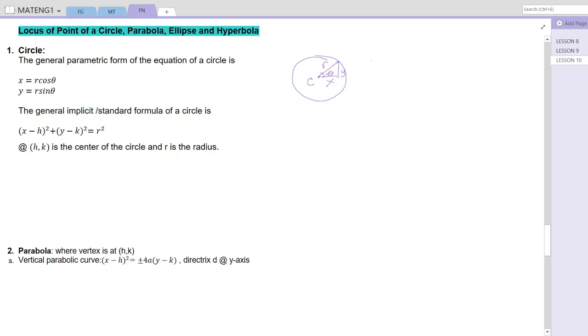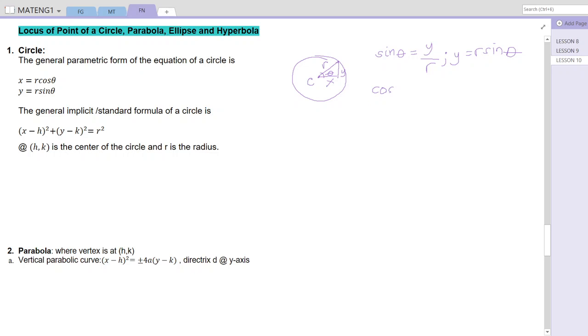Okay, so having that one, if we are going to write the sine of theta, that is equal to the opposite over the hypotenuse, which is y over r. So we may obtain the value of the ordinate, y, which is equal to r sine theta. So this is the derivation of the general parametric form of the circle.